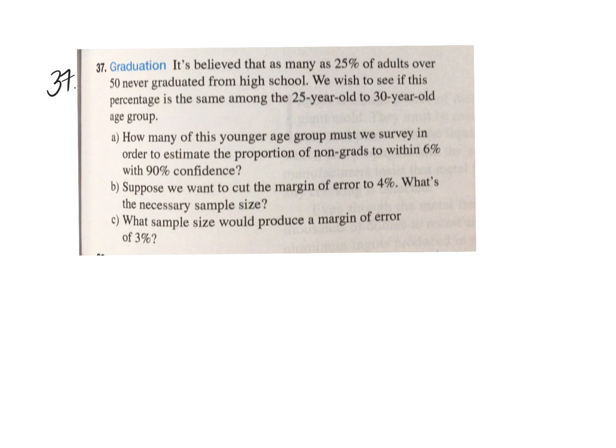Okay, so it's believed that as many as 25% of adults over 50 never graduated from high school. We wish to see if this percentage is the same among 25 to 30-year-olds. How many of this younger group must we survey in order to estimate the proportion of non-grads to within 6%? What's that going to be?